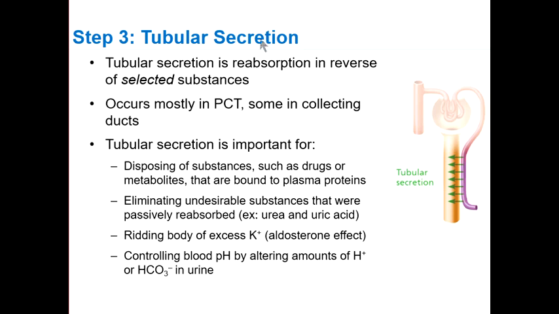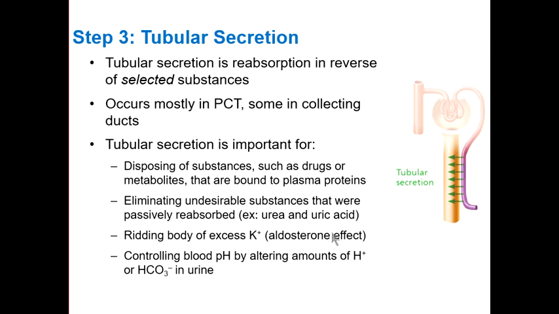Also, tubular secretion is a step to get rid of waste products. Urea, uric acid, these are waste products in our blood that need to be eliminated. When this material collects in our blood, it becomes toxic. So this would need to be filtered out as part of the urine.